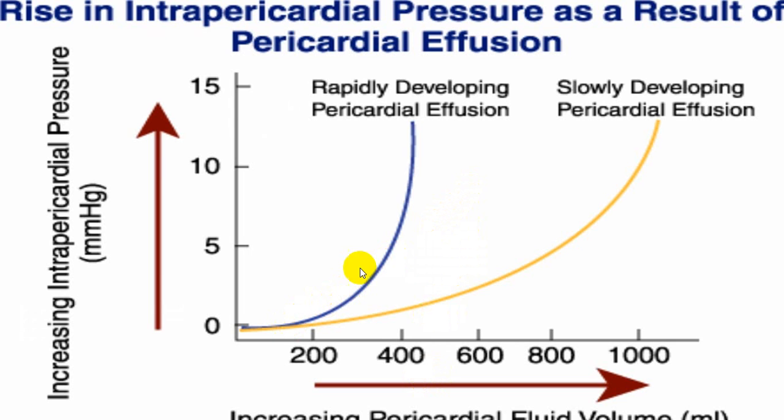So even a small quantity of fluid, when it is rapid accumulation, it will result into marked increase in intrapericardial pressure. While slow accumulation with say 1 liter of fluid, it will produce equal pressure elevation. But it will be a large quantity of fluid. Here even a small quantity of fluid as less as 150 ml or 200 ml can produce increased pressure.